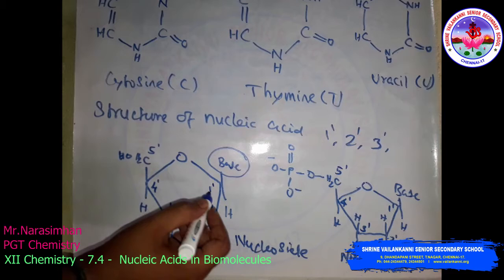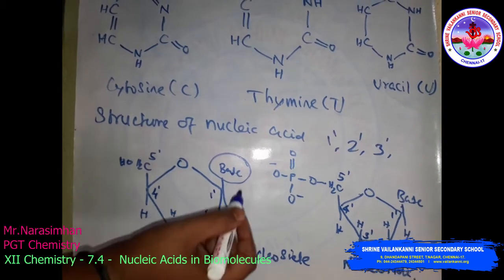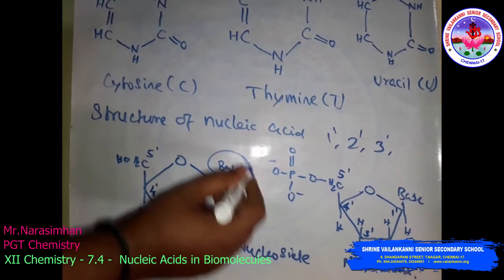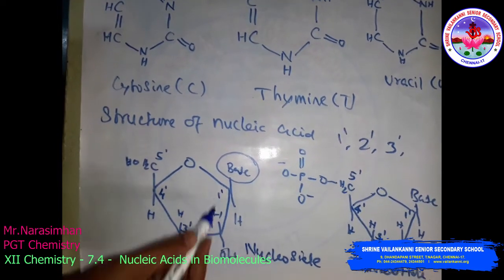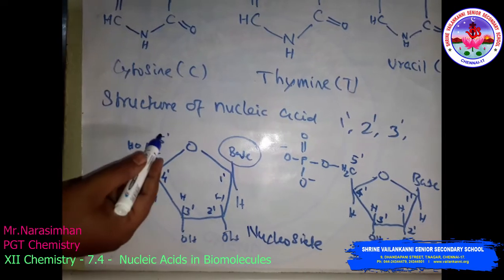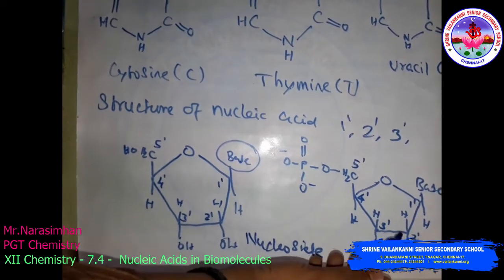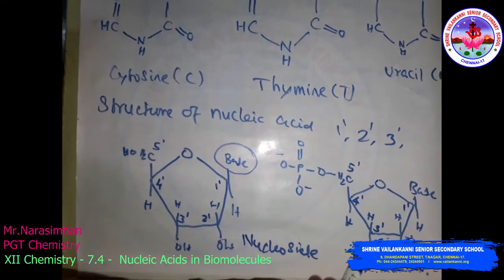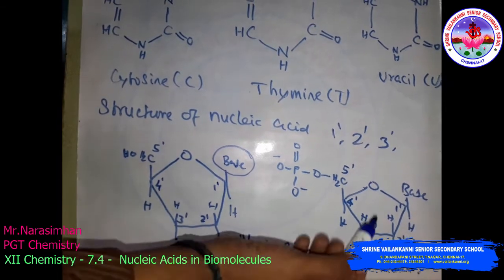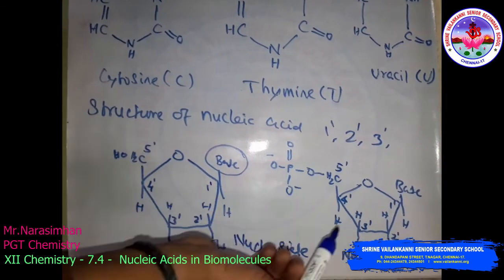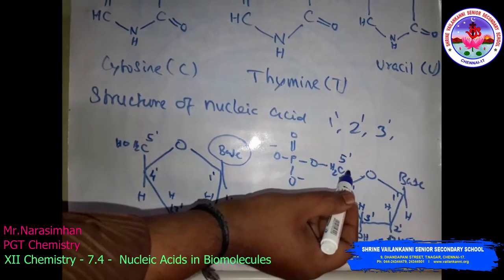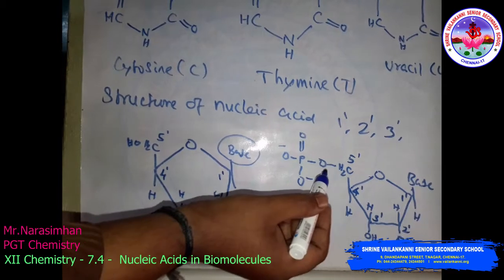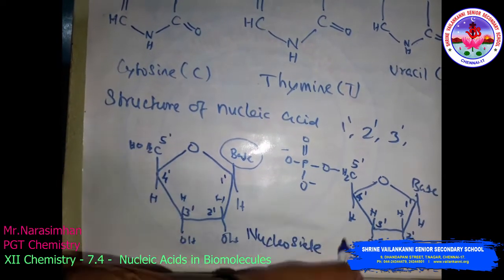Here the base is attached at the 1 dash position, and that is called the sugar moiety. The sugar carbons are numbered 1 dash, 2 dash, 3 dash, 4 dash, 5 dash. Here also it follows the same way. The nucleosides and nucleotides are linked together by the phosphoric acid at the 5th position. So this is the phosphoric acid at the 5th position, and this is the sugar moiety. So you will be getting the nucleotide.